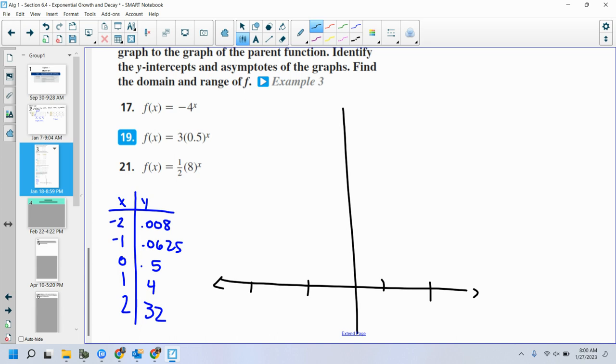Let's go by fives, I guess. 5, 10, 15, 20, 25, 30, somewhere up there. Okay. So now we have -2, comma 0.008. It's like right there. -1, comma 0.0625. Okay, like right there again, right? Should just be slightly above it. 0, comma 0.5. Okay, still down there. 1, comma 4. 2, comma 32.